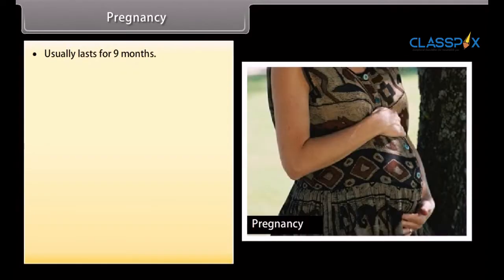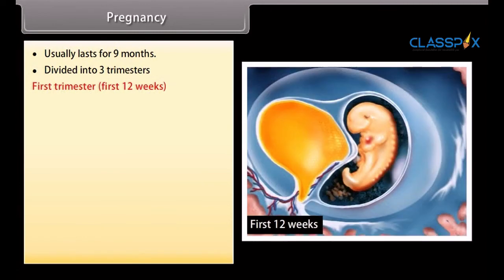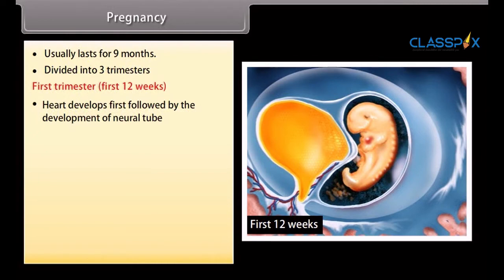Pregnancy usually lasts for 9 months, divided into 3 trimesters. First trimester, first 12 weeks. The heart develops first, followed by the development of the neural tube. All the body systems develop by the 8th week in the fetus.